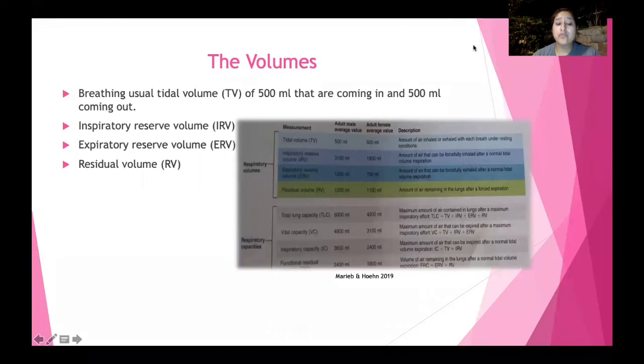So the residual volume, or RV, pertains to the amount of air remaining in the lungs. The lungs will always have air in them even after you exhale. They cannot completely be out of air, because if they did so, they would collapse. So there's always some amount of air still in the lungs.